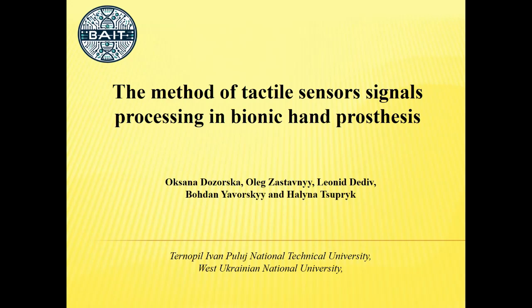Dear colleagues, let me present a report on the topic, the method of tactile sensor signals processing in bionic hand prosthesis. The possibility of implementing the function of tactile sensations in a bionic prosthesis is based on solving two main problems. Teach the prosthesis to perceive external objects and form on this basis certain informative signals by which those objects could be distinguished. Teach the user to correctly perceive those informative signals.